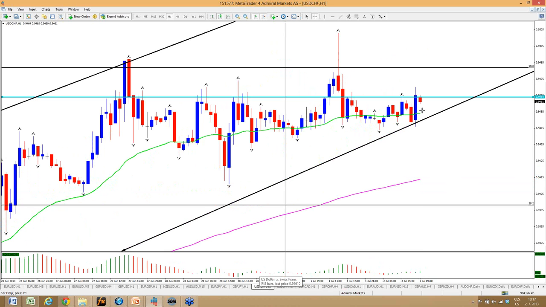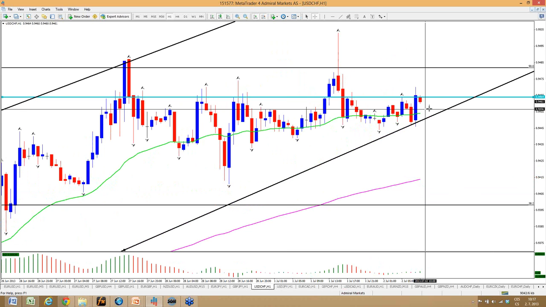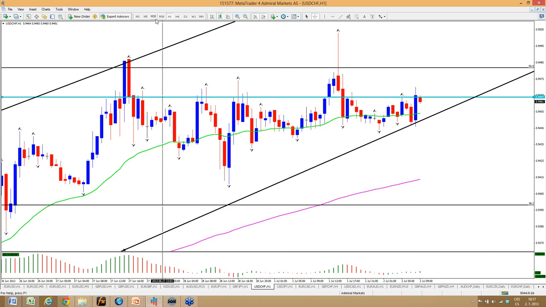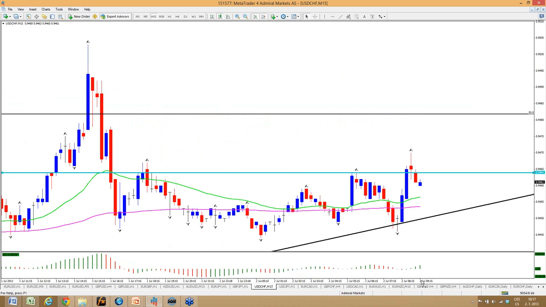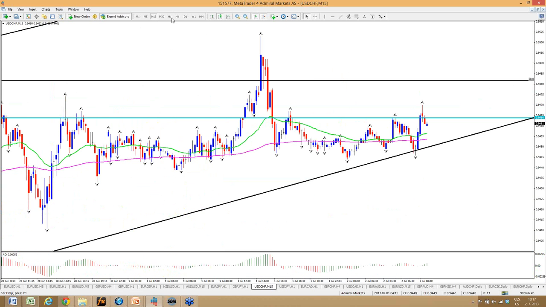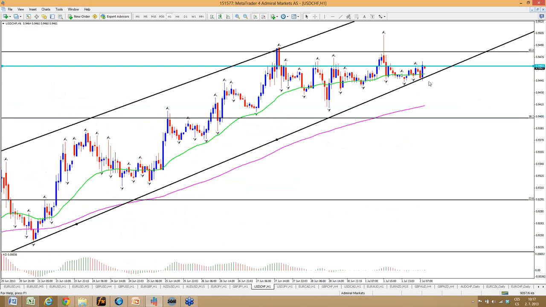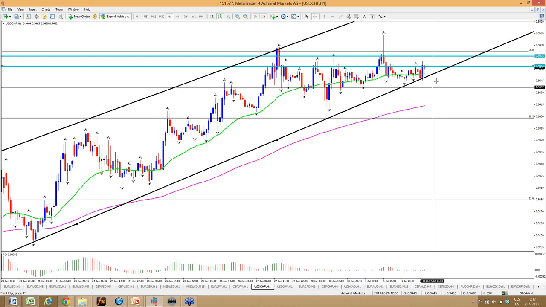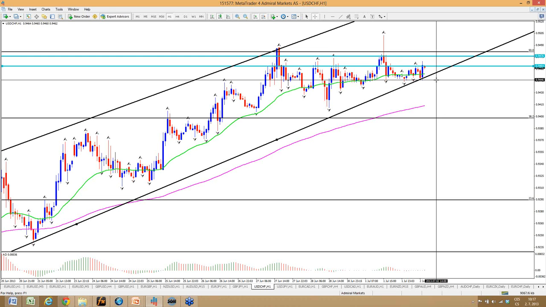Dollar Swiss, maybe if we trace this to, let's see, maybe it's quite iffy, to be honest, because it's gone sideways for so long, but the break is going to happen eventually. It is a small risk compared to the reward. If we put it here 46, it's only 20 pips. All right.